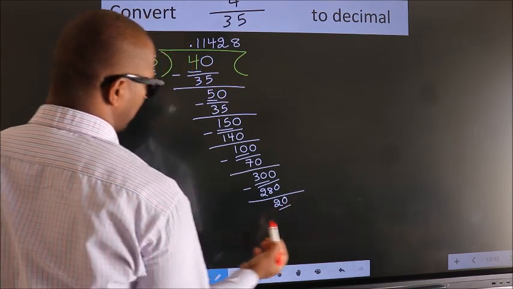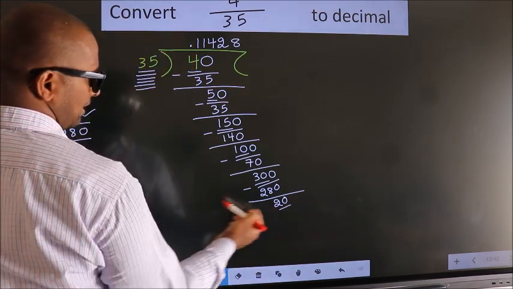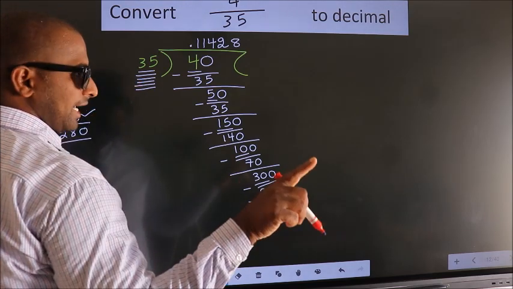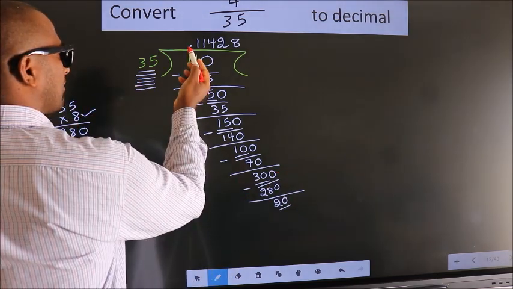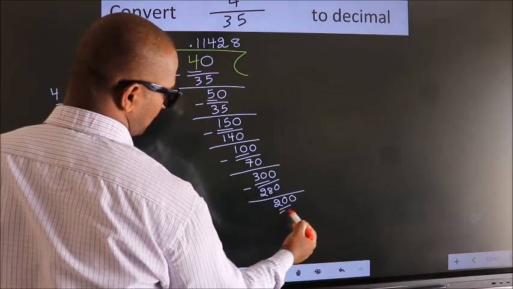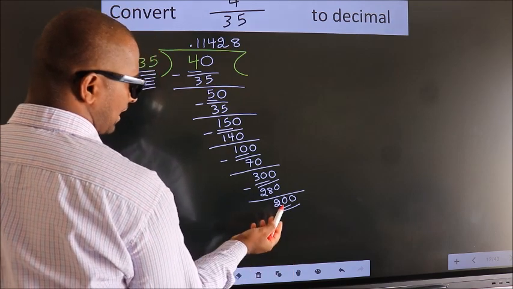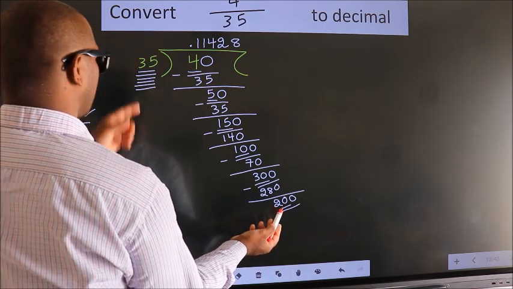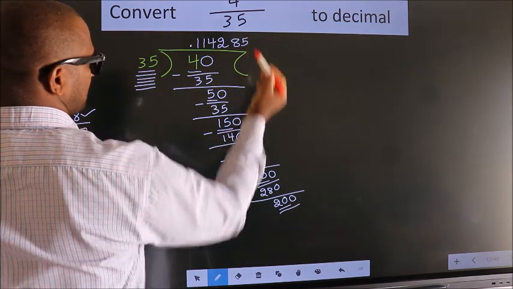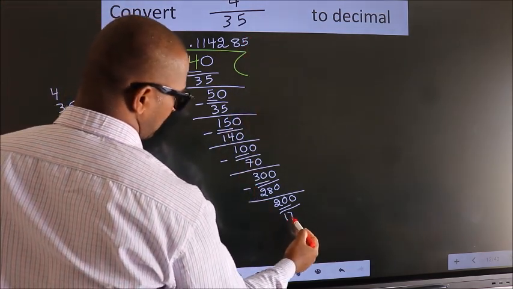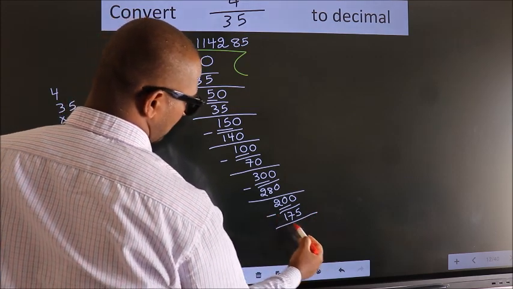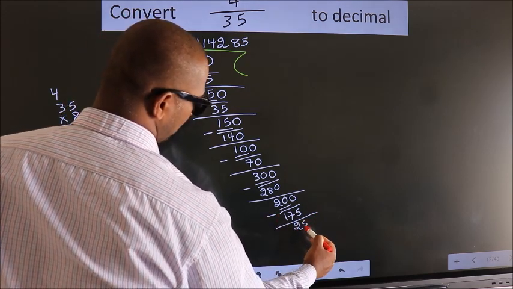Here we have 20, here 35. 20 smaller than 35, and we already have the decimal, so we can directly take 0. So 200. A number close to 200 in 35 table is 35 fives 175. Now we subtract, we get 25.